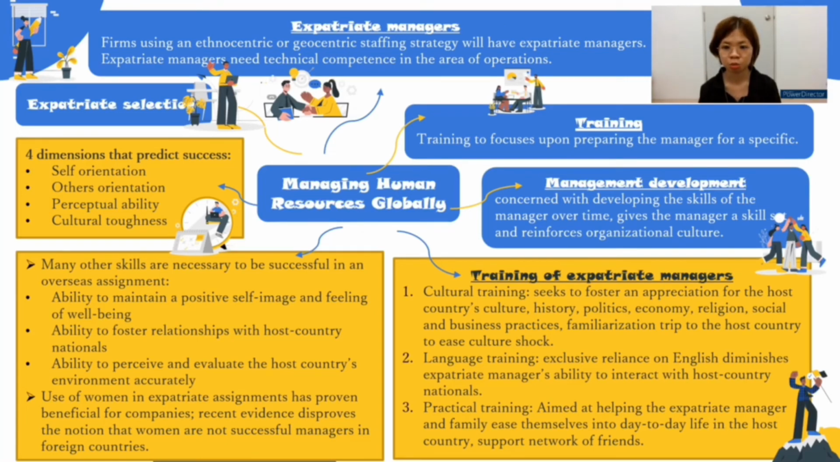Today, I am here to talk about managing human resources globally, and I will discuss the ways companies attempt to select and train expatriate managers. Firms using an ethnocentric or geocentric staffing strategy will have expatriate managers competent in the area of operations. There are four dimensions that predict success, which are self-orientation, others orientation, perceptual ability, and cultural toughness.